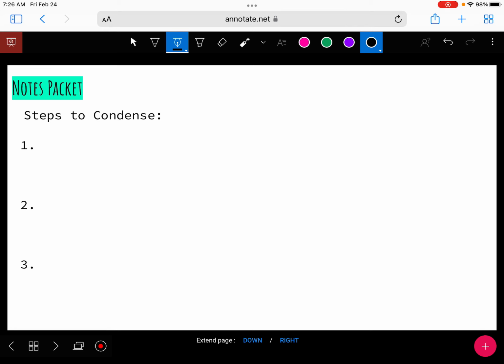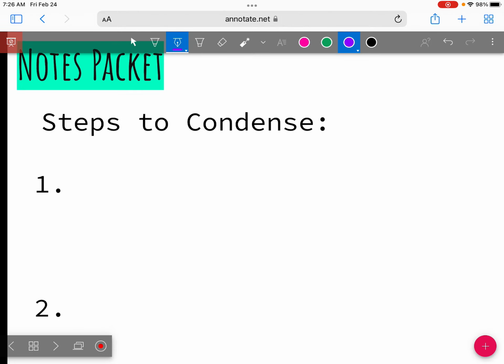Okay. So what were our steps to expand that we learned yesterday? Division becomes subtraction. What's number 2? Multiplication becomes addition. Number 3? Powers come down and become multipliers. So now we're just flipping it all. Okay? So our steps to condense are this. If we're flipping it all, what's our first one?